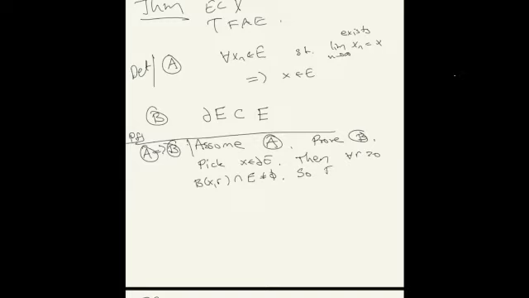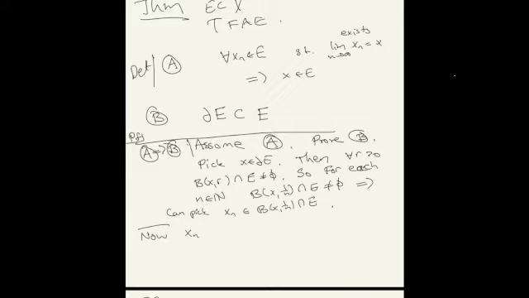So for each n in natural numbers, the ball of radius 1 over n intersected with E is not empty. So therefore there exists an x_n. We can pick x_n inside B(x, 1/n) intersected with E, which is a non-empty set. But now x_n is in E for all n. And the distance d(x_n, x) is less than 1 over n, and is always non-negative by the definition of a distance. So the limit as n goes to infinity of the distance from x_n to x is equal to 0. And by definition, the limit as n goes to infinity of x_n is equal to x.